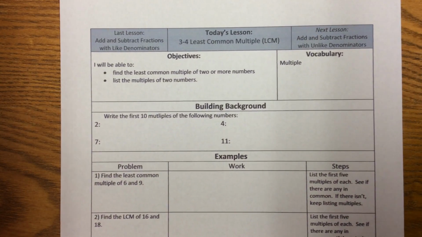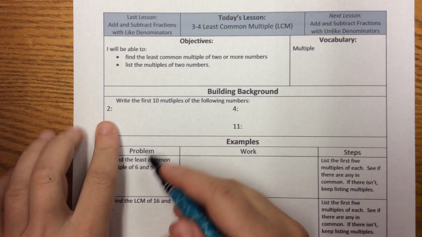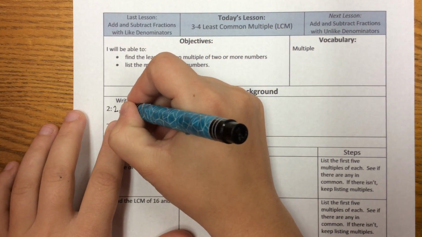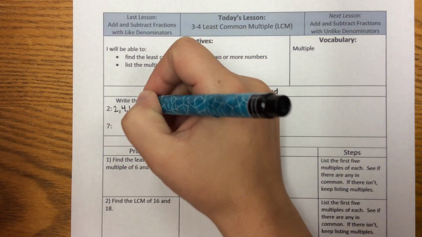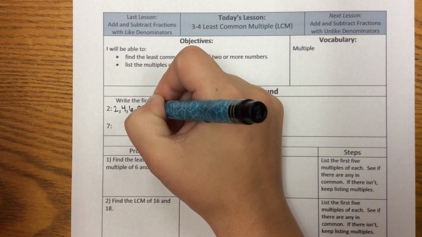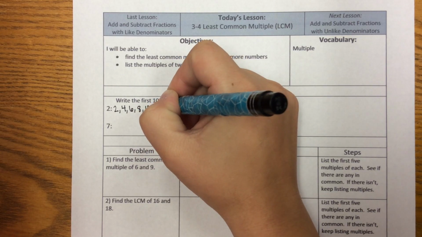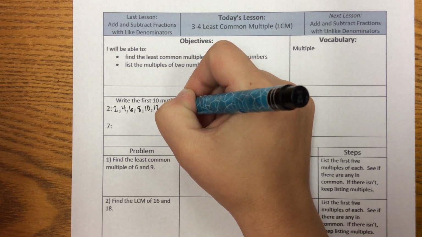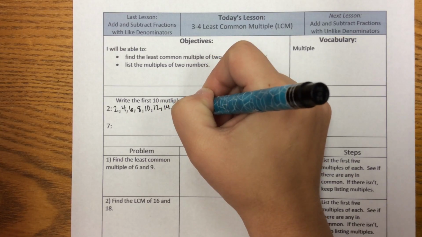The first thing we're going to do is write the 10 multiples of the following numbers. So for 2, we're going to take 2 times 1. So 2 times 1 is 2. 2 times 2 is 4. 2 times 3 is 6. 2 times 4 is 8. 2 times 5 is 10. 2 times 6 is 12. 2 times 7 is 14. 2 times 8 is... nope, 16. And then 2 times 9 is 18. Then 2 times 10 is 20.